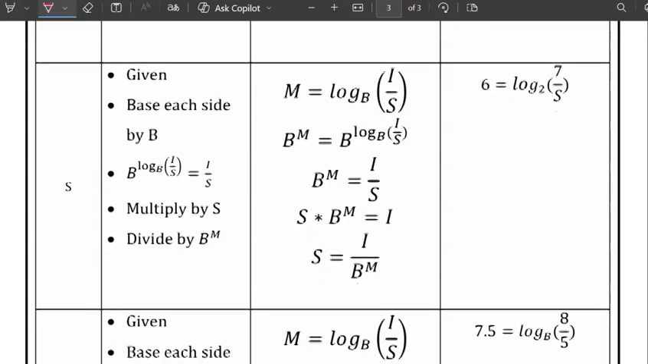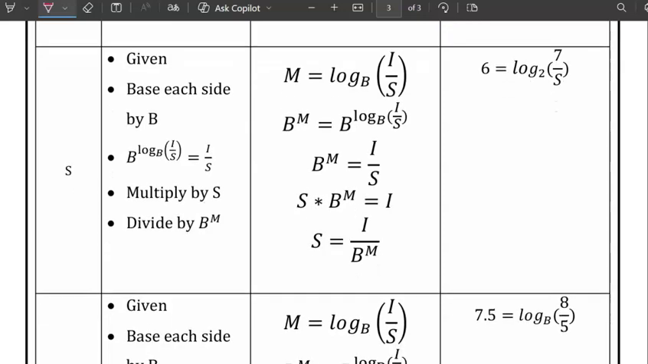Let's solve for s on this one. We're given the equation 6 equals log 2 of 7 over s. We're going to base each side by b, which is 2, and rewrite it. We have 2 to the 6th power equals 2 to the log 2 of 7 over s. And the log and the base cancel. We can rewrite it as 2 to the 6th power equals 7 over s.